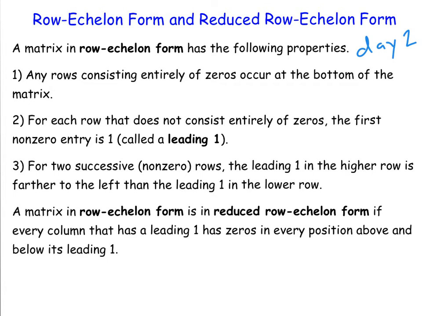In the first day, we talked about the elementary row operations, which we're not going to practice again. Okay, well, in the third day, we'll get back to those. You can interchange rows in a matrix, you can multiply by a non-zero constant, and you can add a multiple of one row to another. Those are the three things that we can do.